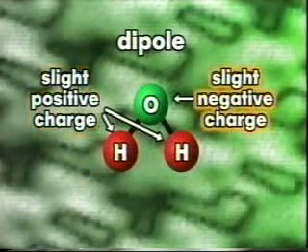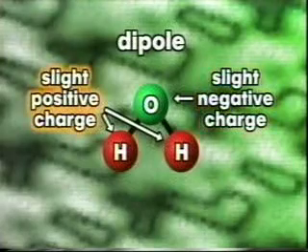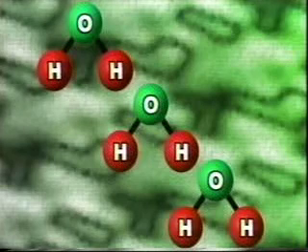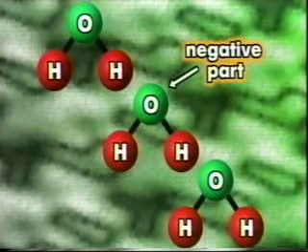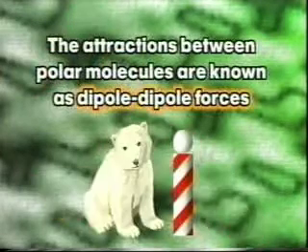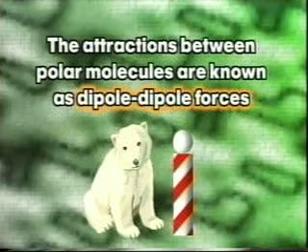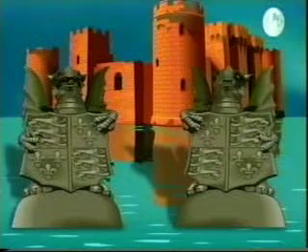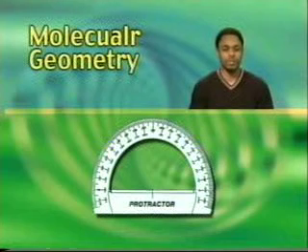The small charges on regions of the molecule just affect the way a group of these molecules would line up alongside each other. Dipole molecules tend to line up so that the negative part of one molecule pairs with the positive part of the next. These attractions between polar molecules are known as dipole-dipole forces. We'll talk more about dipole-dipole forces later. Dipole. So you don't need a protractor to figure out molecular geometry.